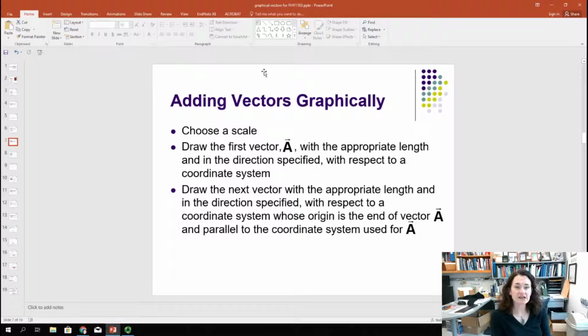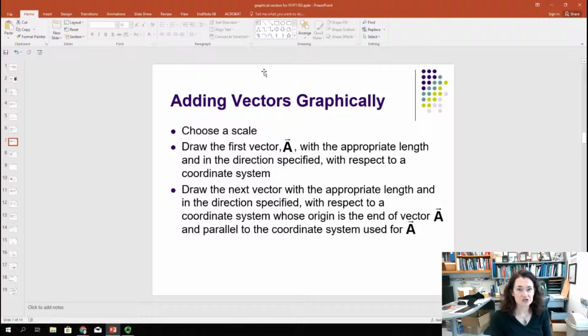So when you're adding vectors graphically, you have to be sure to choose a length scale. For example, if you choose that length right there to be 1 meter, then that always better be 1 meter. Otherwise you're going to end up with weird answers when you try to add your vectors. So pick a scale and stick with it.